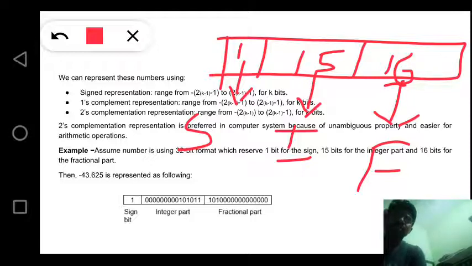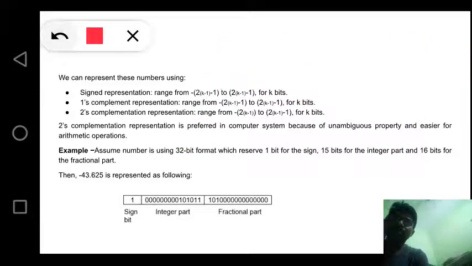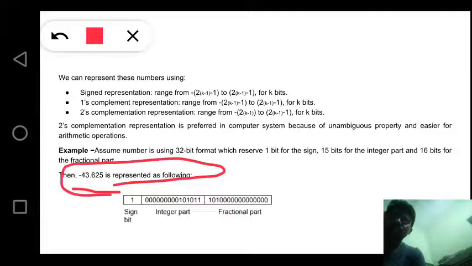It is very important to know about this integer part and fractional part. Now let's take a simple example. Here we have one number. What is the number? Minus 43.625. You have to represent it in fixed point representation.